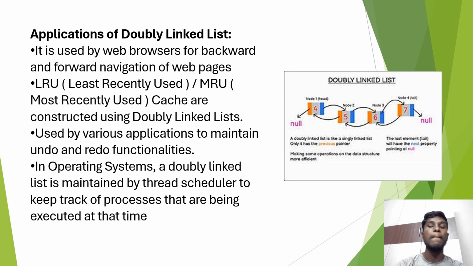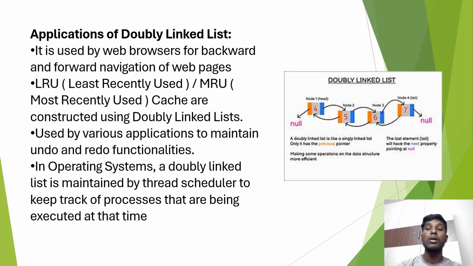Applications of a doubly linked list. After the advantages, definition, three components, and disadvantages, now we can see the applications of a doubly linked list. It is used by web browsers for backward and forward navigation of web pages. Least recently used and most recently used caches are constructed using doubly linked lists. It is used by various applications to maintain undo and redo functionalities. In operating systems, a doubly linked list is maintained by the thread scheduler to keep track of processes that are being executed at the time.